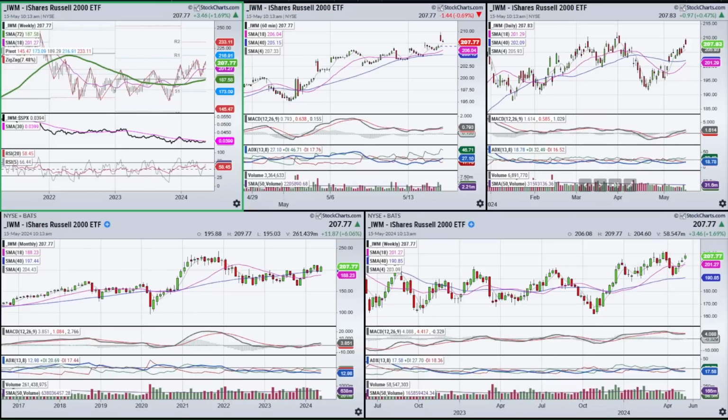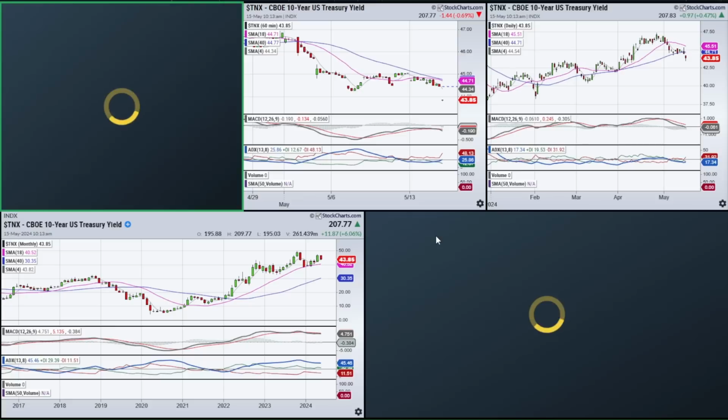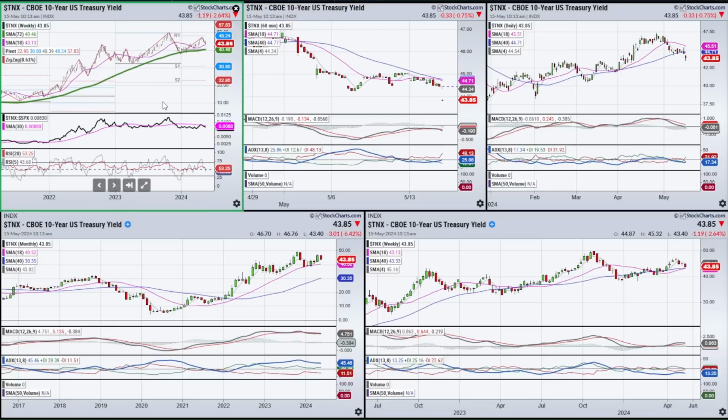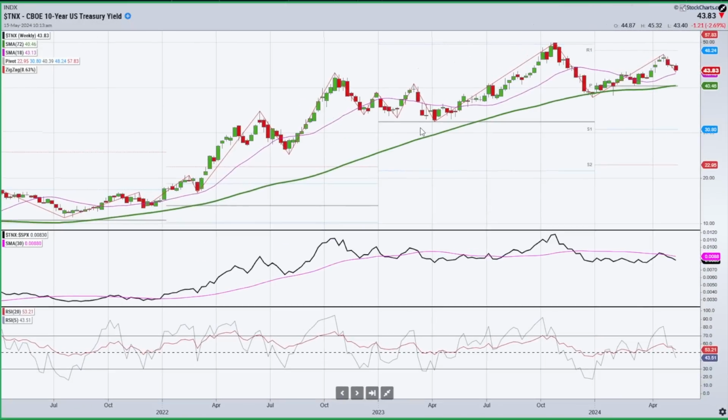All right, I want to look at this TNX real quick. I did have a few less symbol requests this week, so it's given me an opportunity to go through some key areas. Remember to send those stock requests in if you have an interest in hearing my thoughts on a stock.